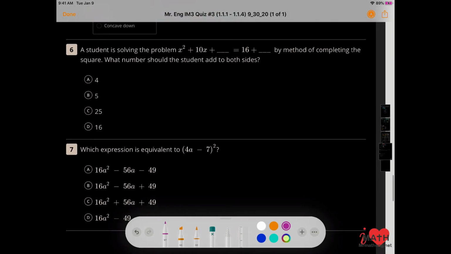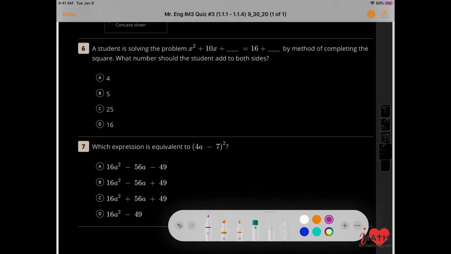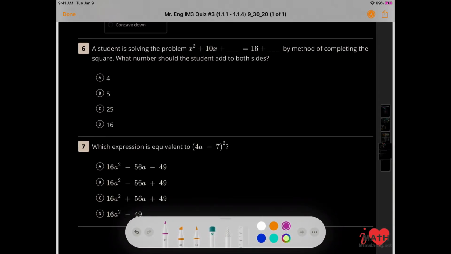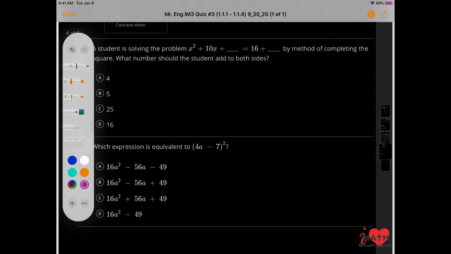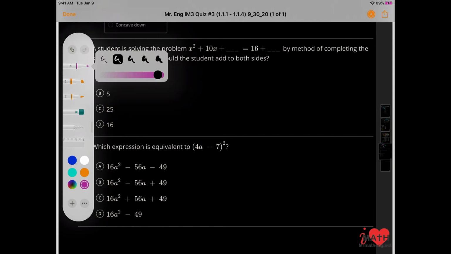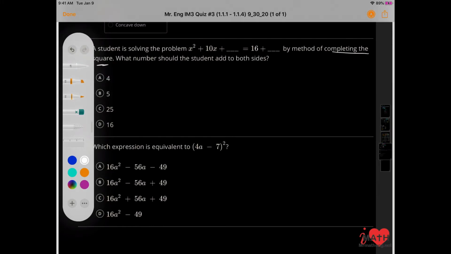Question number 6. A student is solving the problem x squared plus 10x plus 1 plus blank equals 16 plus blank by the method of completing the square. What number should be added to both sides? Okay, so in completing the square, you're going to first identify your a, b, and c.